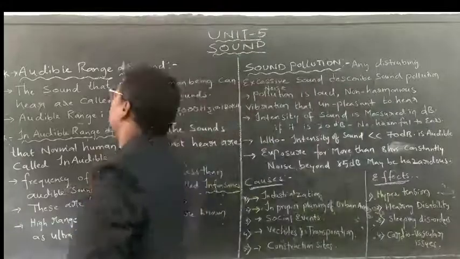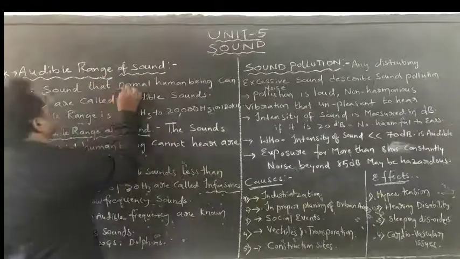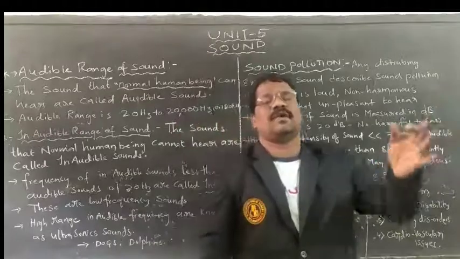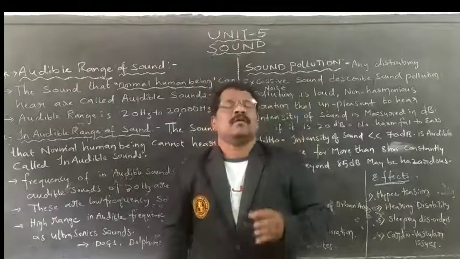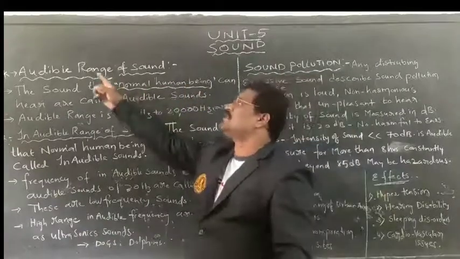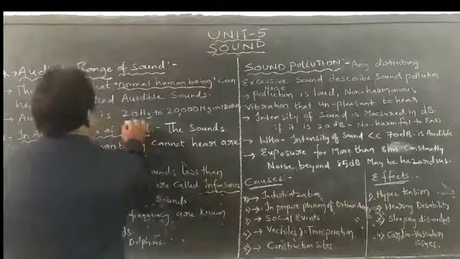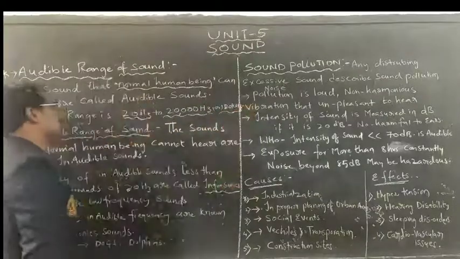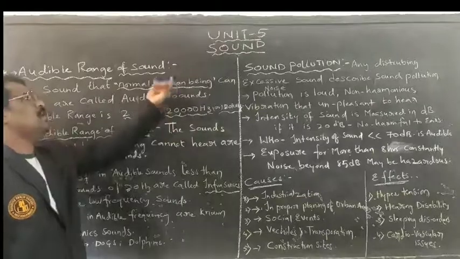First thing is about the audible range of a sound. What is called an audible range of a sound? The sound which can be heard by a normal human being, the intensity of sound can be measured by a unit called a decibel. Normal sound is 60 decibel. The sound which can be heard by a normal human being, we call that particular sound audible sound. The range of this audible sound is 20 hertz to 20,000 hertz or 20 kilohertz. This is the range. Within this range, if a sound is produced, that sound can be heard by a normal human being.